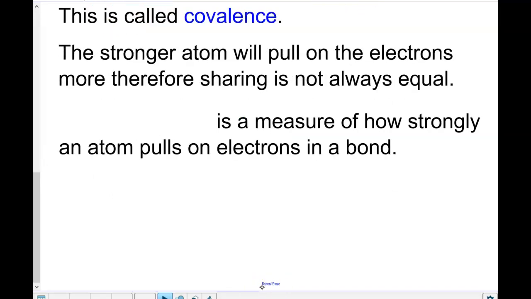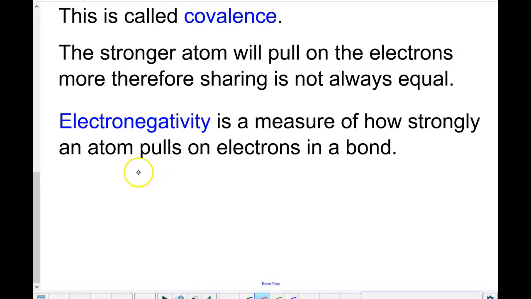Blank is a measure of how strongly an atom pulls on an electron in a bond, the force by which, or the attraction for electrons. What is this term? You got it, electronegativity. So electronegativity is a measure of how strongly an atom pulls on electrons in a bond. And you saw up above in that example that when they're the same and they're equal, that bond ends up being perfectly covalent or nonpolar. When there's a difference in the electronegativity, we will end up having all of the electrons on one side in a lopsided compound.